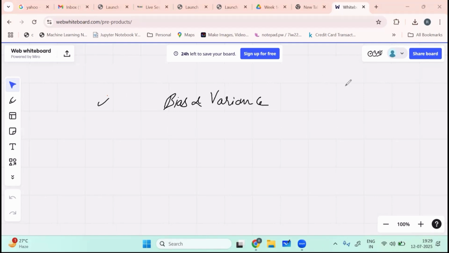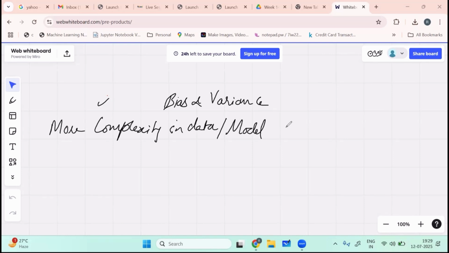And how do we relate this with underfitting and overfitting? We are discussing that aspect. As I mentioned, if you have more complexity in data or model, how is data complex? A large number of observations of training or testing data.